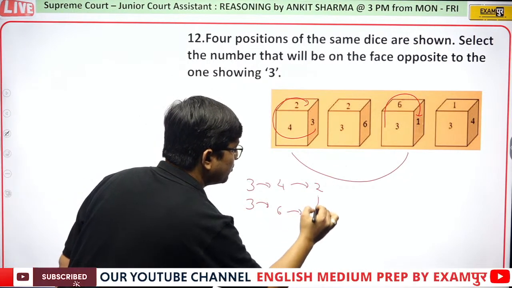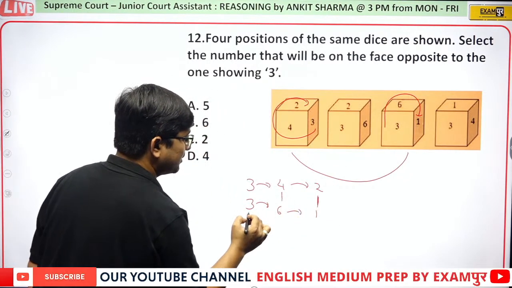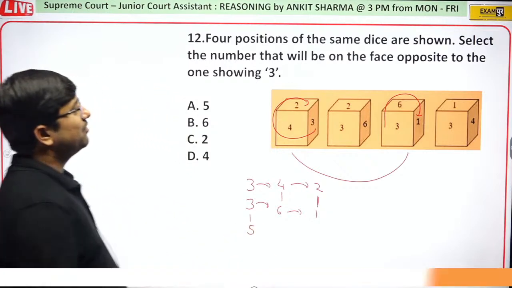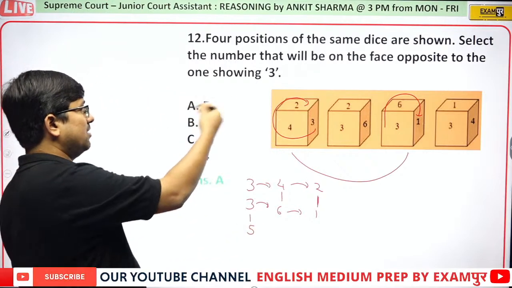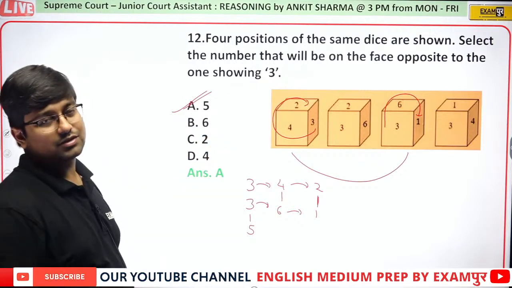And now opposite to 2 is 1. Opposite to 4 is 6. Opposite to 3 is 5. So now opposite to 3 is 5. Answer is option number A, that is 5. This is how you can do.